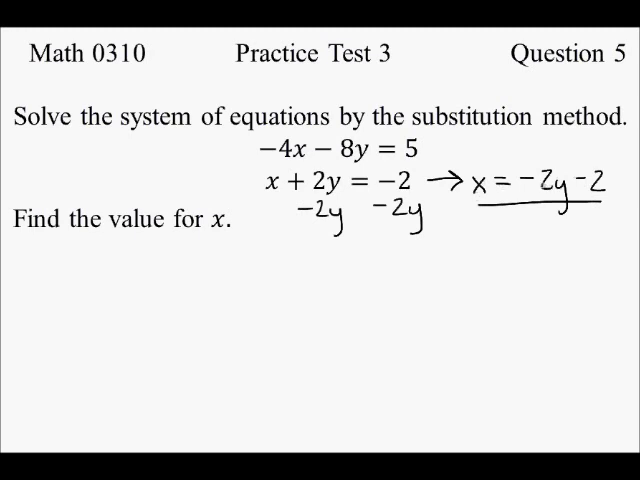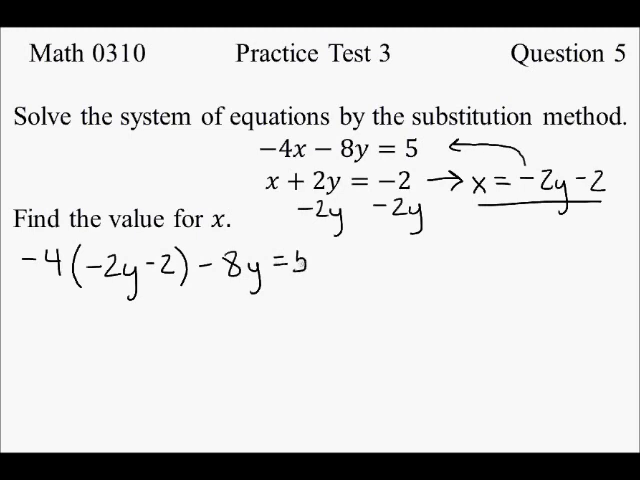So x is the same as negative 2y minus 2, and so we can take that information and then put it into our other equation. So that's going to get us, let's start over here, so we have negative 4. Now because we're going to have negative 4 times x, it becomes negative 4 times all of this that x is over here. X is negative 2y minus 2. It's a good idea to put that in parentheses so that when we distribute, we make sure that we don't make any sign errors there. So that's going to be negative 4. This is the same as x. And then we continue on, minus 8y equals 5.